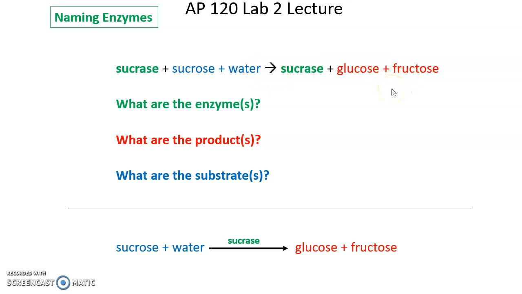If you haven't learned this fact by now, well, that's sad. The arrow points to the products. And that means what's on the starting side is the substrate. Sucrose and water are the substrates. Another way this chemical reaction could be written would be sucrose plus water yields glucose and fructose, with sucrase just over the arrow rather than showing up on both sides.